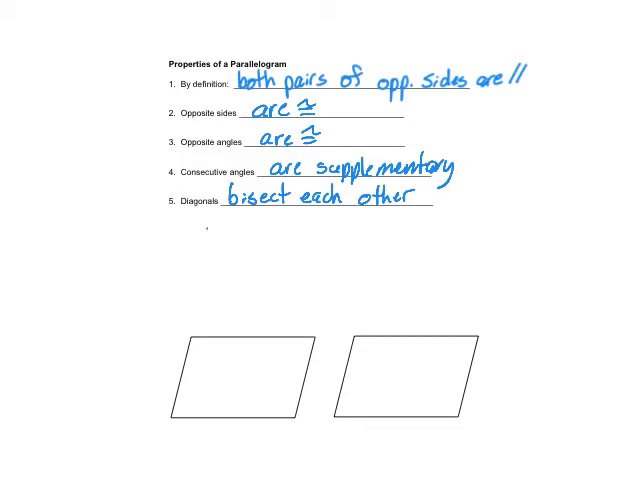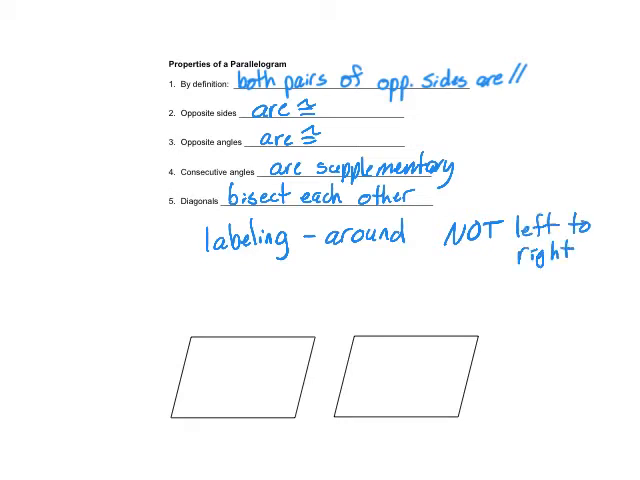Okay, so when you label, I've talked about this in class, but I don't know if I've shown you. You want to label around the quadrilateral, not left, right, okay? So we can't do that. So if I want to label parallelogram A, B, C, D, it doesn't matter where you start, it doesn't matter which way you go, but you have to go around because that's going to set up the proper labeling for your diagonals.